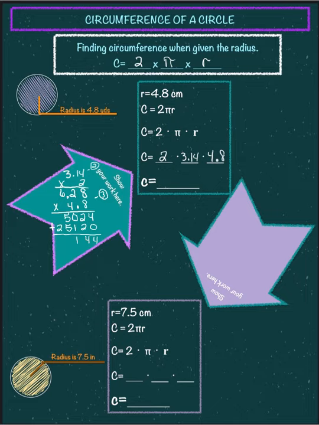And we get 30 and 144 thousandths, because we have 3 decimal places in our answer. So we're going to write C, which is circumference, equals 30 and 144 thousandths.